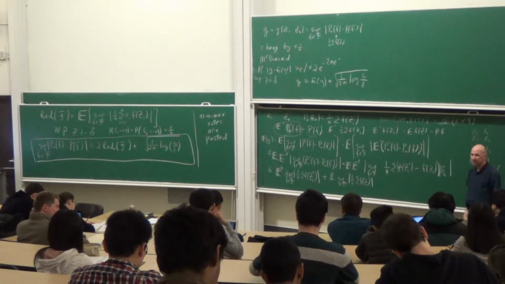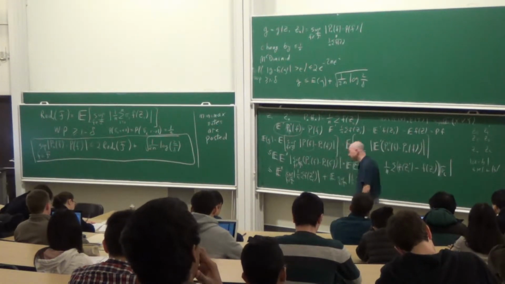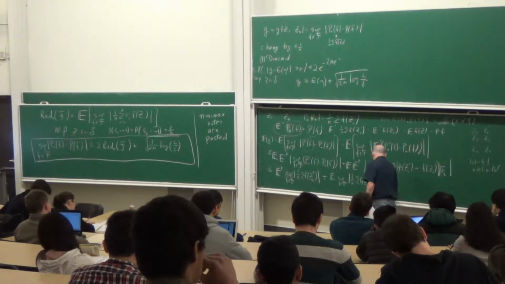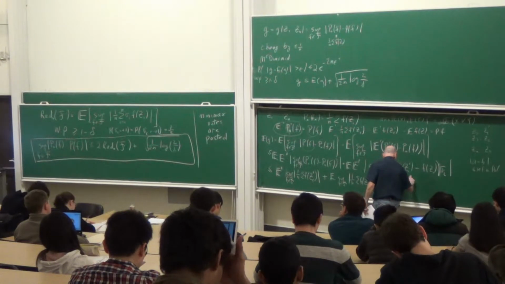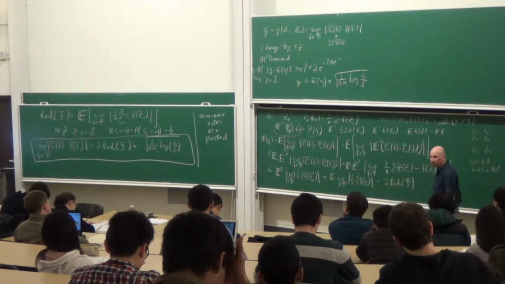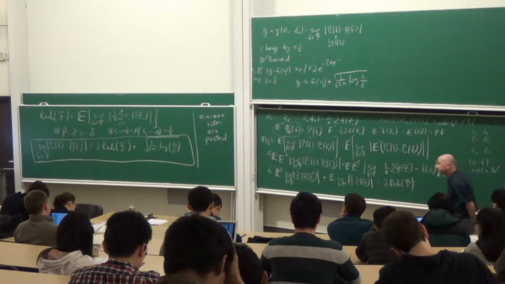That these two terms are identical. This is the definition of the Rademacher complexity. So is this. So this is 2 times. And we're done.